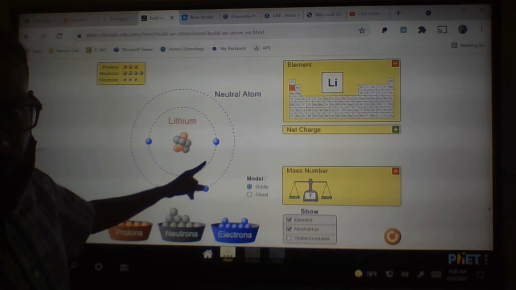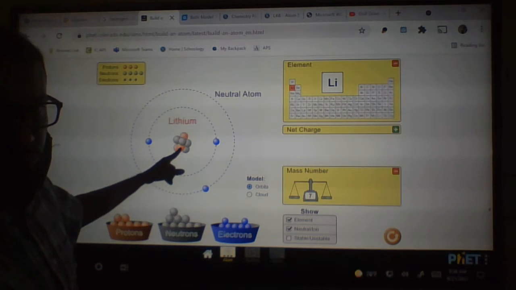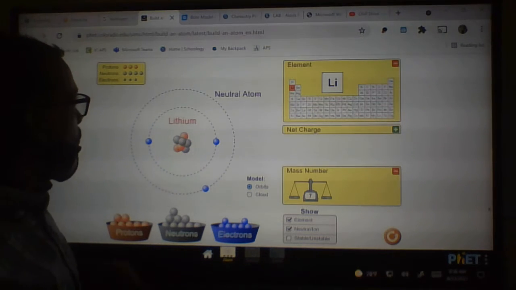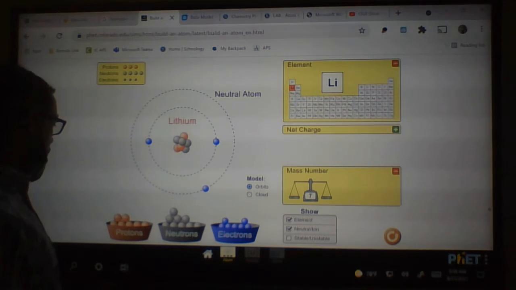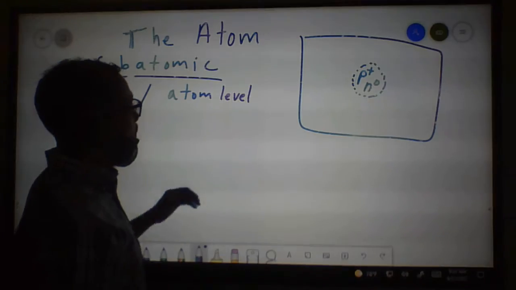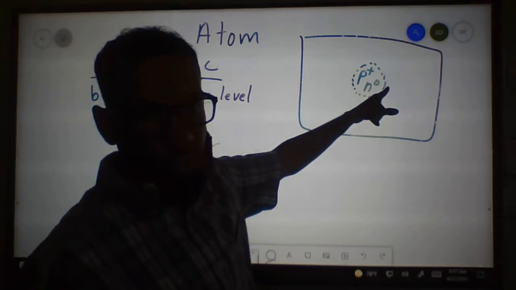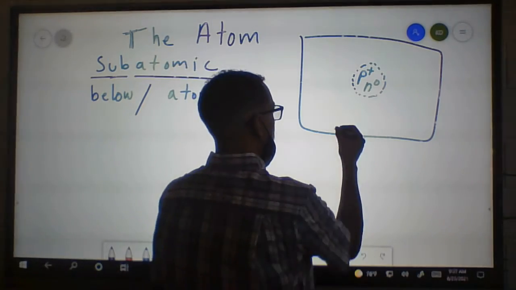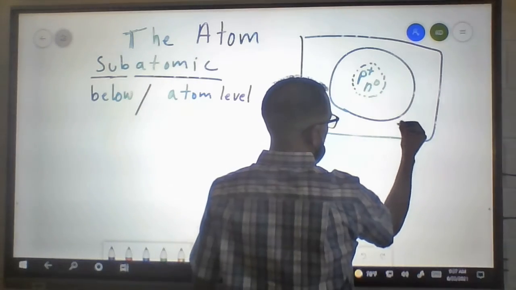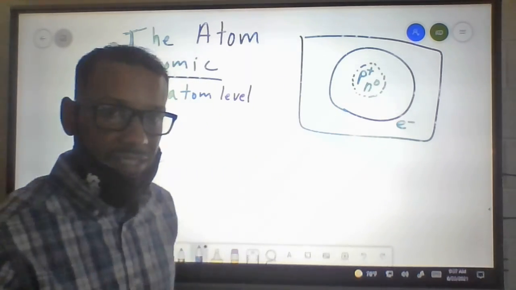We just have protons and neutrons centrally located, and then we have electrons that are located in the orbitals, or the region of space where we're likely to find an electron. So we have our protons and neutrons inside the nucleus, and out here we have our electrons. Electrons are located inside the orbitals.